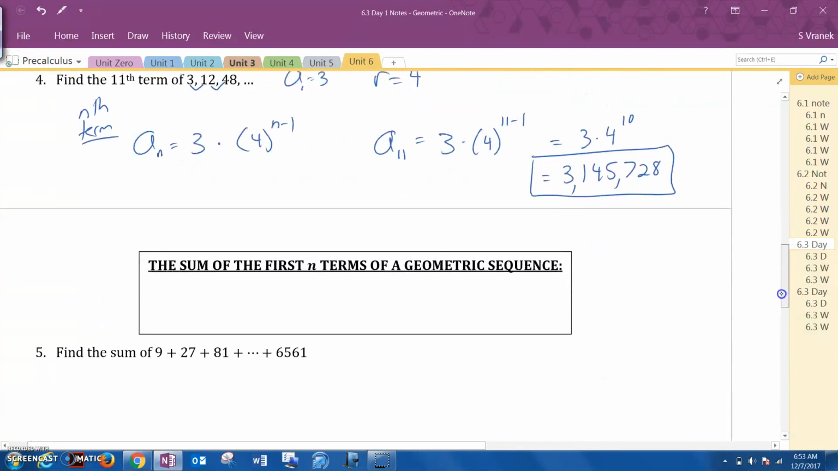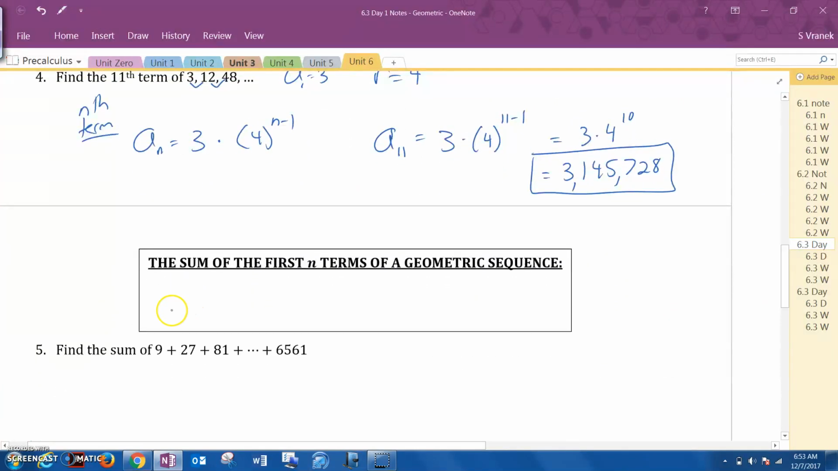You can also find the sum of the first n terms of a geometric sequence. Now this formula is a lot more involved, you have to use induction to prove it. We're not going to prove this one, we're just going to give it to you. It's the first term multiplied by the quantity of 1 minus r to the n over 1 minus r.